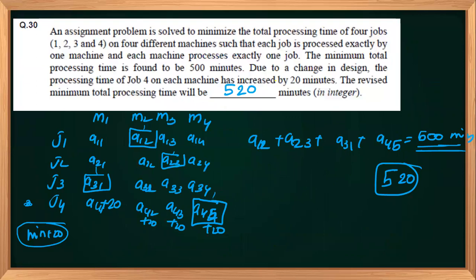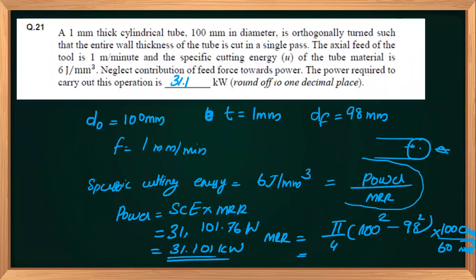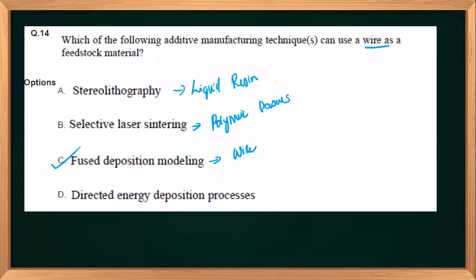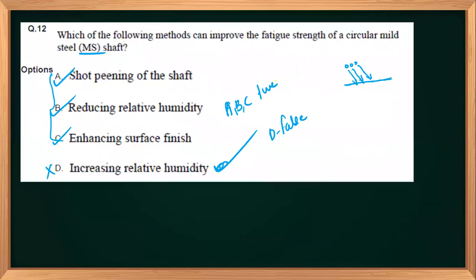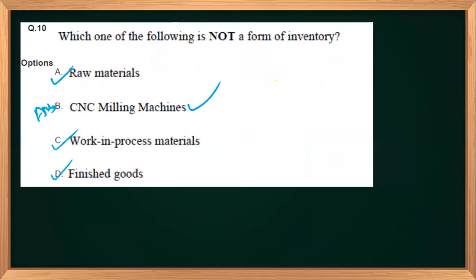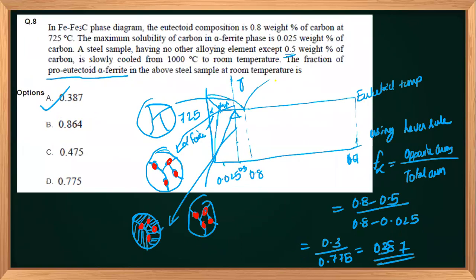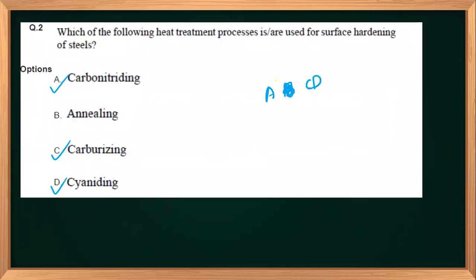This is another simple, conceptual question, but if you know the basics of the Hungarian algorithm, you will be able to find the answer. This is a very simple, straightforward question from machining, some CNC, orthogonal cutting, additive manufacturing, shot peening meaning surface hardening, CNC meaning inventory, iron carbon diagram, also from surface hardening. So all the things seem to be fine.